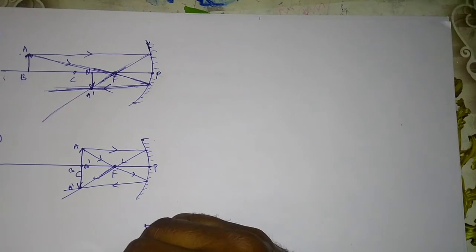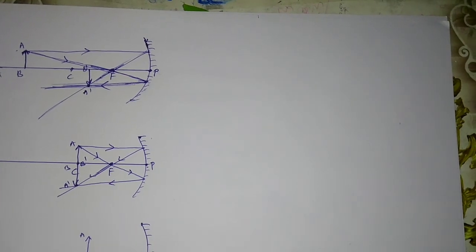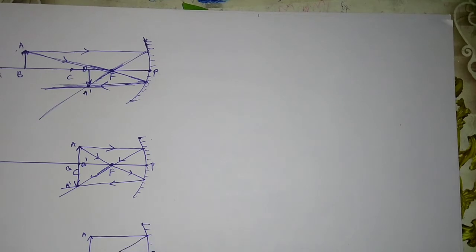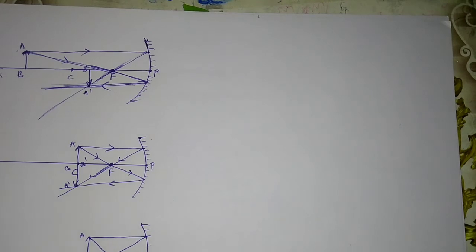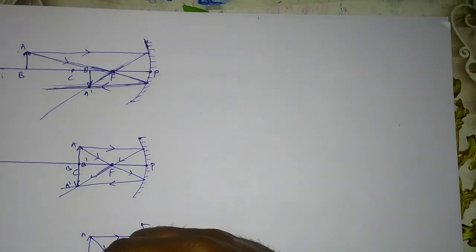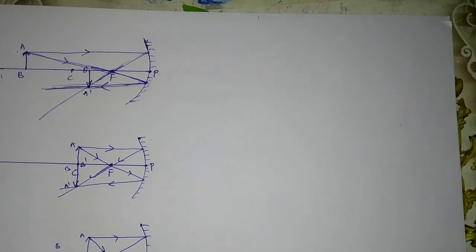Let us say this is an object, AB, as usual in between C and F. Again, I am considering two lines. One light ray is parallel to the principal axis, and as we know, it will pass through the focus point. The light ray which passes through the focus point becomes parallel to the principal axis. Now, these two rays will really meet at this point. The image is formed here, again named A dash, B dash. That means the image formed here is beyond C.